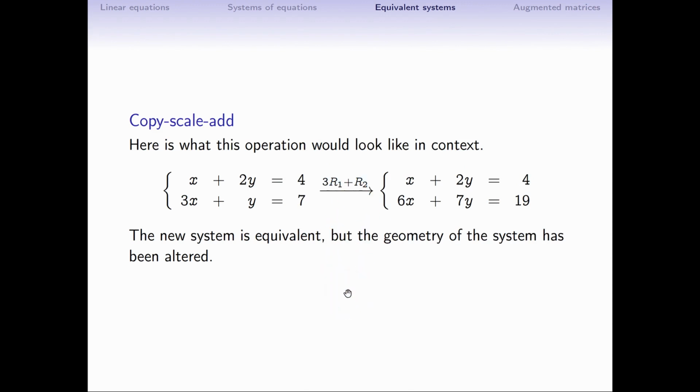Now, the new system is equivalent, but it's important to understand that whenever I do a type 3 operation, I am altering the geometry of the system of equations. In a type 1 or a type 2 operation, I'm not fundamentally altering the geometry. But anytime I do a type 3 operation, I am altering the geometry of the system. I'm not changing the solution set, but I am altering the geometry. So let's take a look at that in the Desmos graphing calculator.